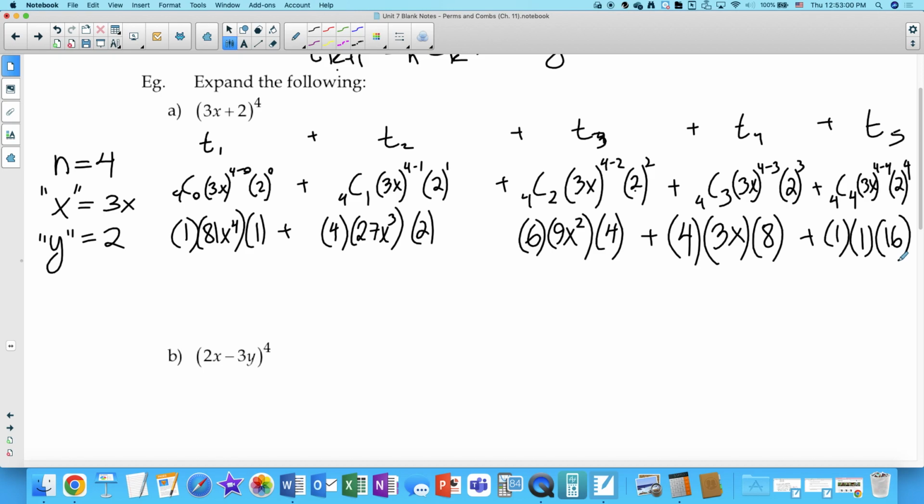Okay, and so now completely simplified, this is 81x to the 4. This guy is, let's see, 4 times 27 is 108, times 2 is 216. 216x cubed plus, I don't know what that is.